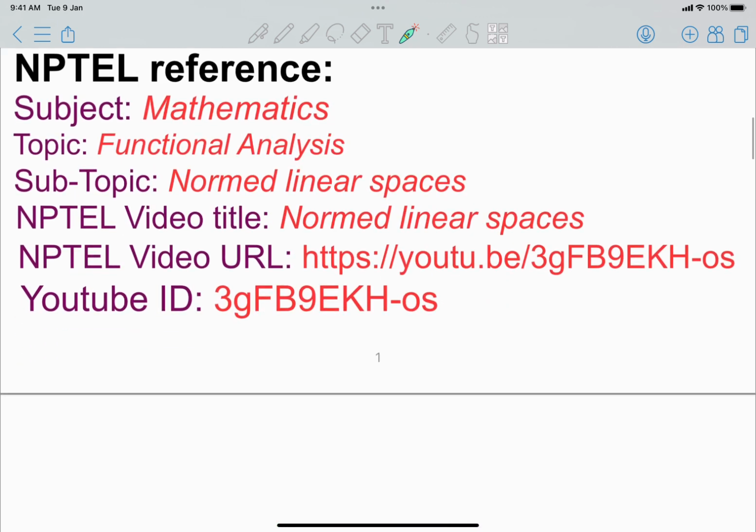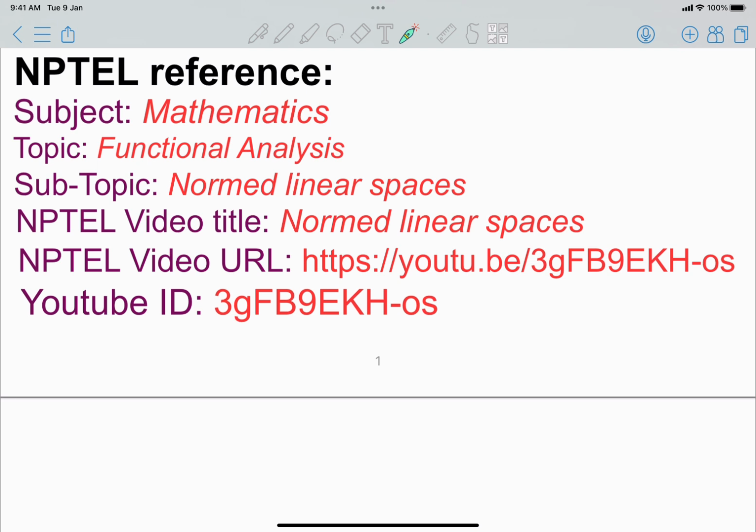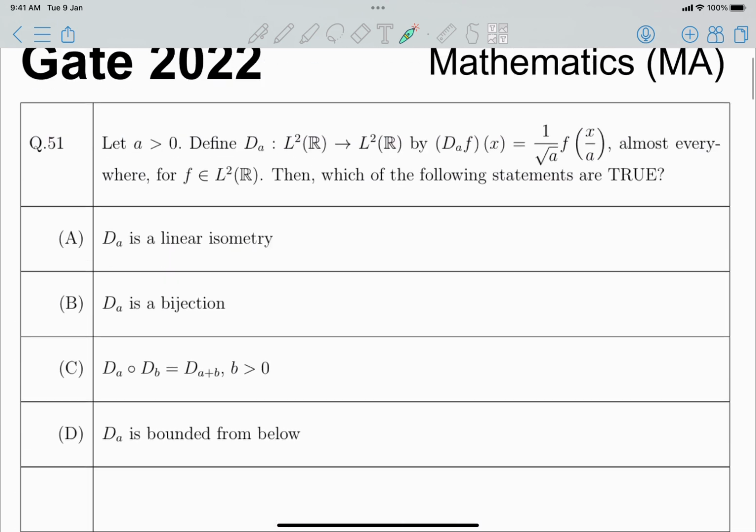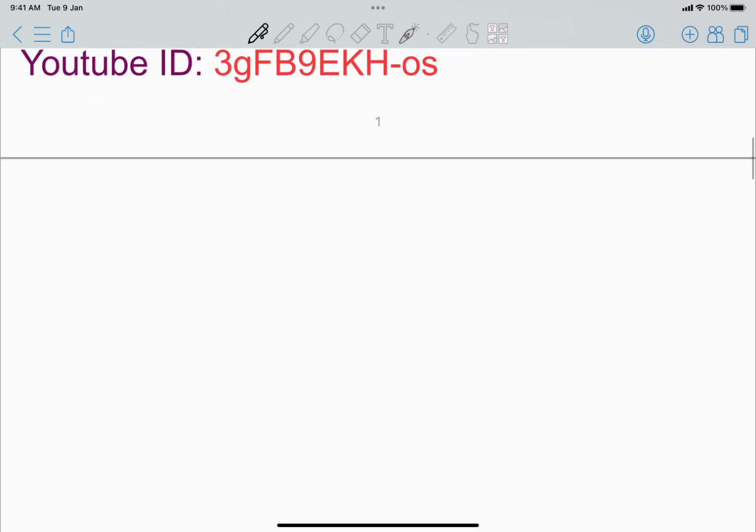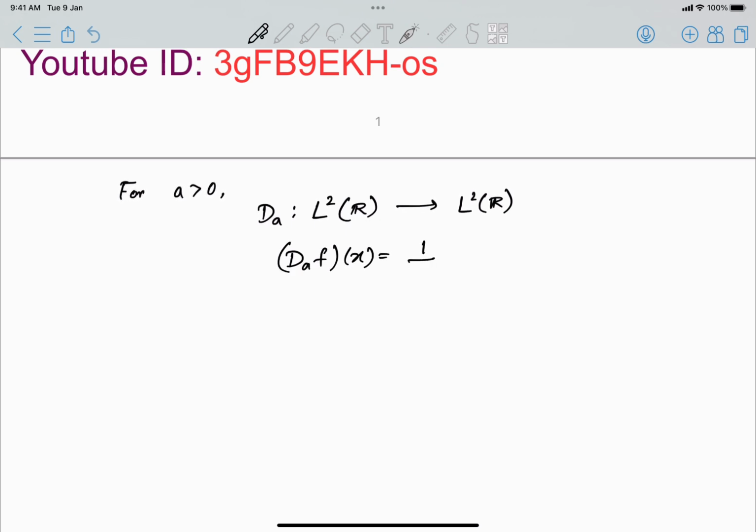Okay, so in order to solve this, this is the NPTEL reference. This you can check. Okay, so let's try to solve this one. So for A bigger than 0, dA is a linear operator from L2 of R to L2 of R. How is it defined? dA of f of x is 1 by square root A f of x by A.